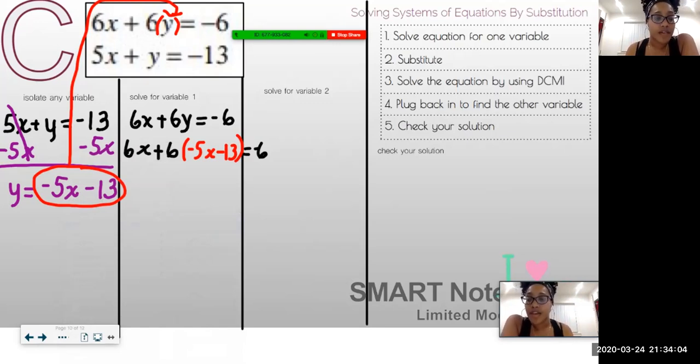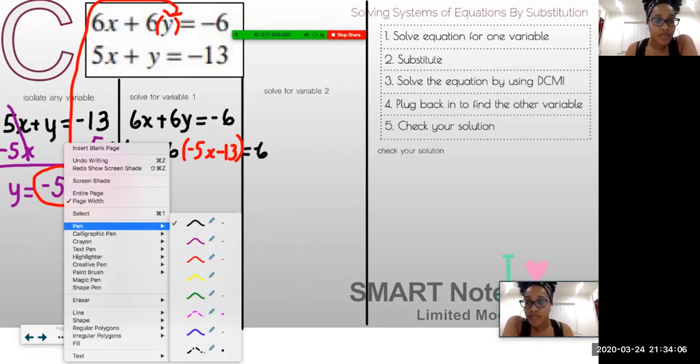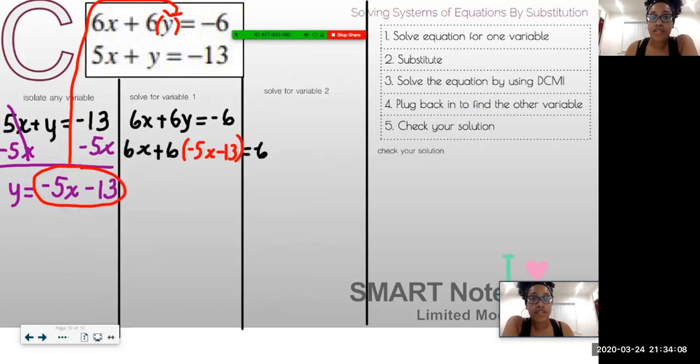Okay, so now we solved the equation for one variable. I forgot to check this off, so sorry. We substitute in what the value of y was. And now we're going to solve the equation by using DCMI.